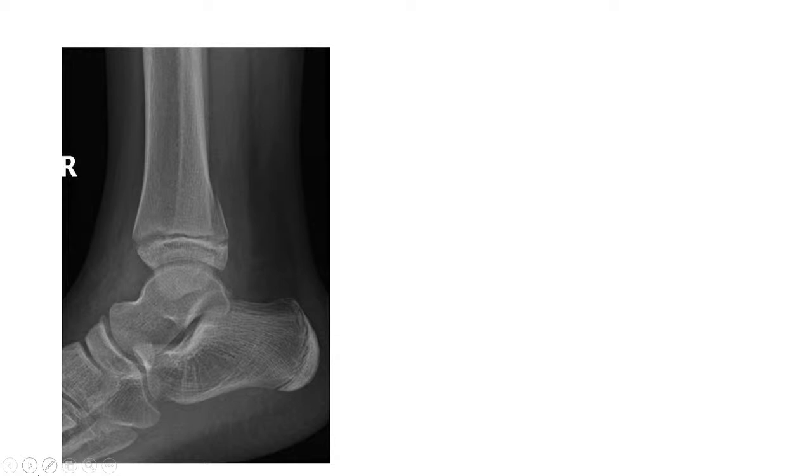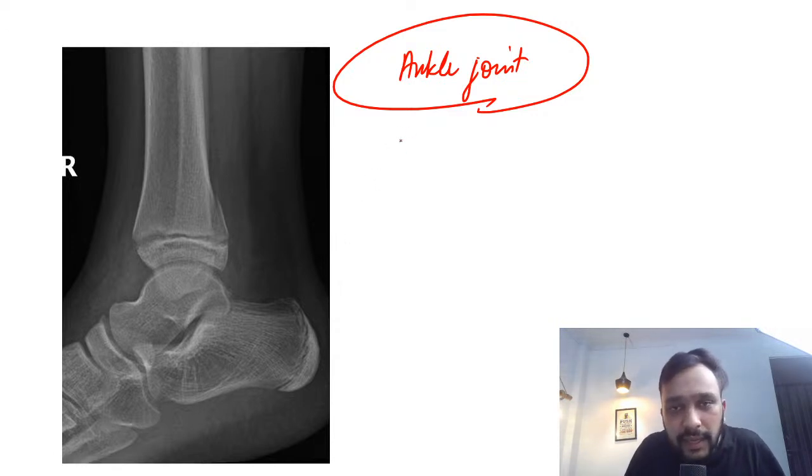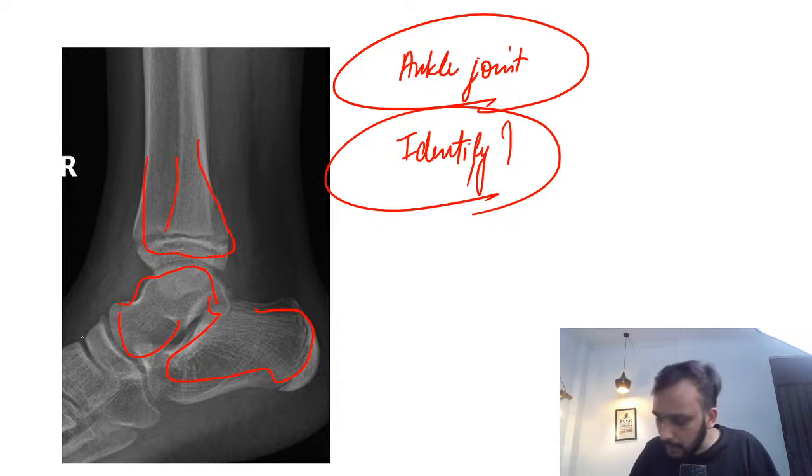Now guys, try to have a look at this x-ray of the ankle joint in the lateral view. What do we see here? This is a special group of fractures that we should be aware about. Anyone who can identify what is the abnormality with this x-ray? Come on guys. This is your talus, this is your calcaneum, this is your tibia, this is your fibula. I want you guys to take part in the discussion and help me in coming to an answer.